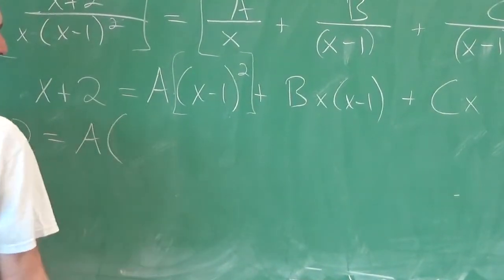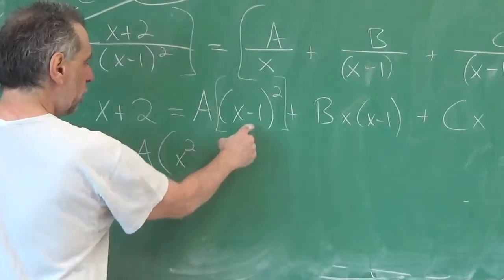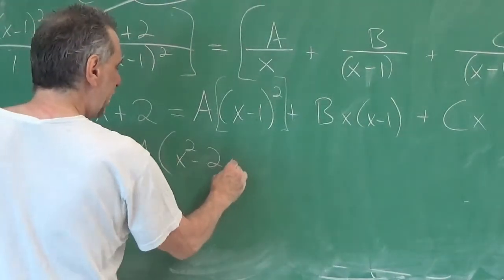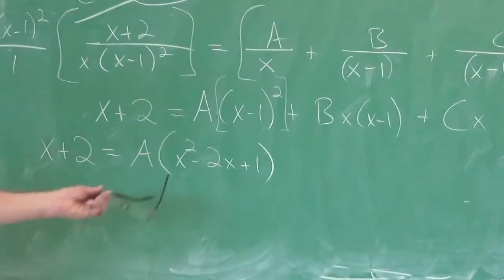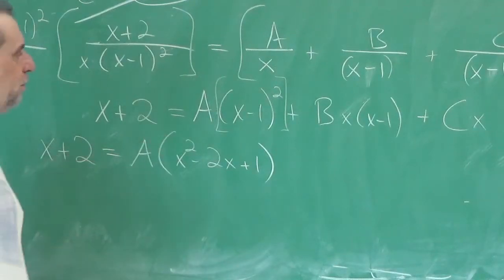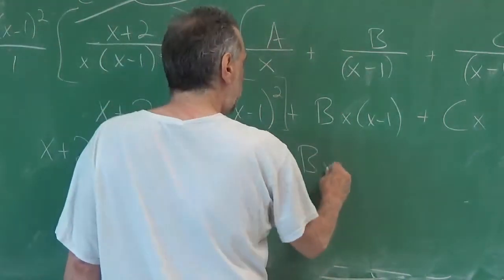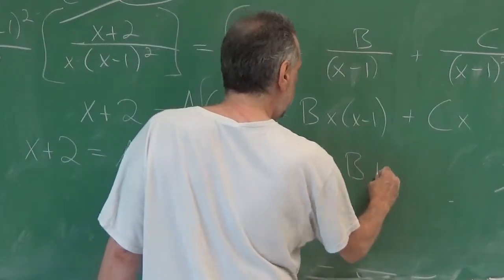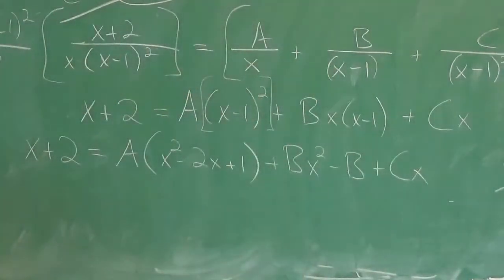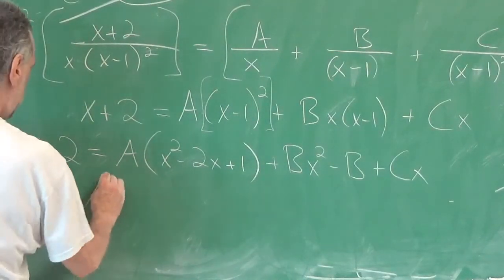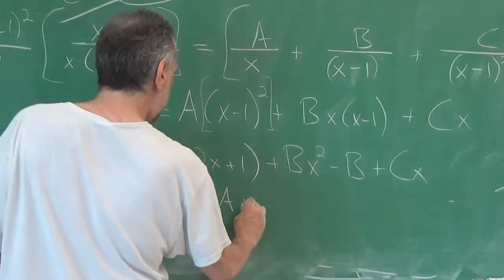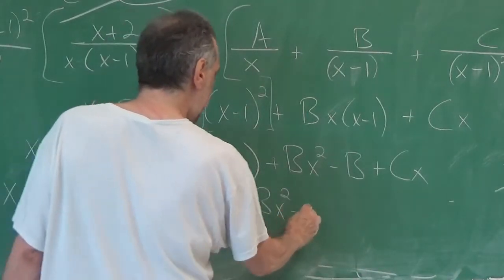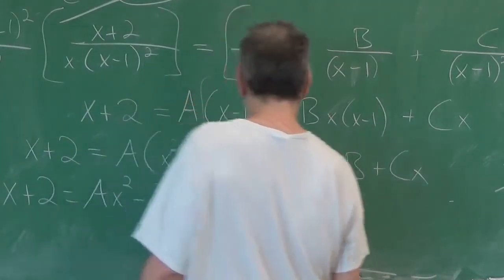So now we get a, and to avoid the most common mistake in algebra, multiply this out carefully. Make sure you don't forget that middle term of negative 2x for x minus 1 squared. Right? This is x minus 1 squared. Here we're going to get bx squared minus b plus cx. And then we'll distribute the a over here, and then we'll gather similar terms. The 2ax plus a, bx squared minus b plus cx.